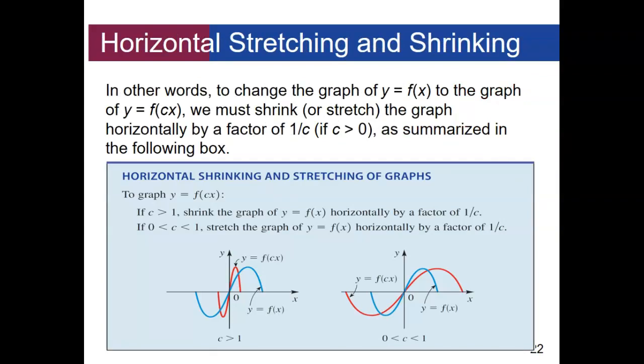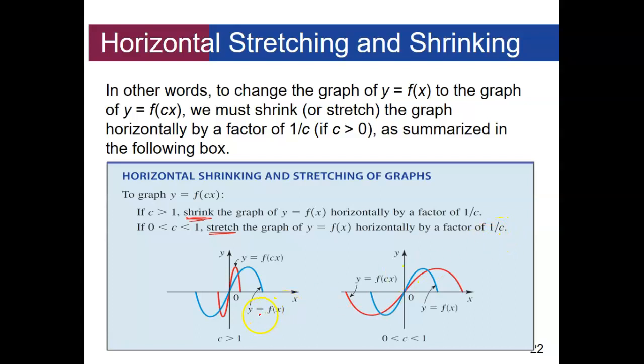Okay, horizontal stretches and shrinks. We don't see these quite as often. I do want to take just a couple minutes to talk about them. They're very much opposite of what a vertical stretch is. So if we've got C is greater than 1 here, then what that's going to do is shrink the graph horizontally by a factor of 1 over C. If it's between 0 and 1, it's going to stretch the graph horizontally by a factor of 1 over C.